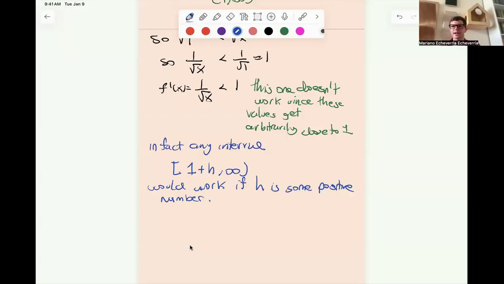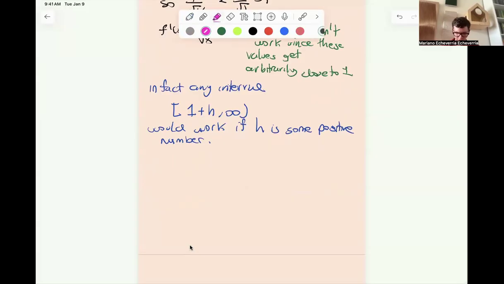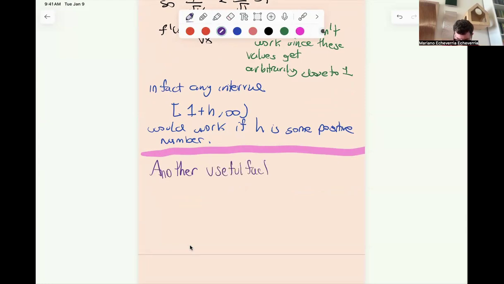So here's something useful that I haven't said, which is also a nice result to have on its own. Here's another useful fact. After I write that down, I'll show you the proof of the fixed point theorem. So the fact is that if a function is a contraction on a particular interval, then it can have at most one fixed point on that interval.